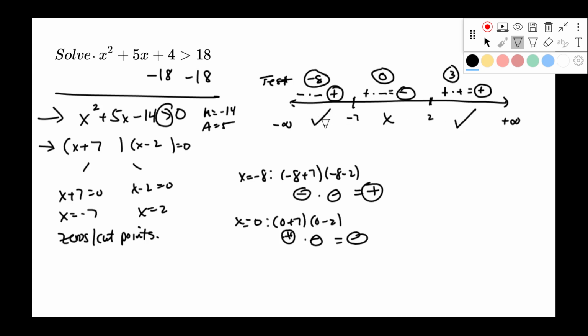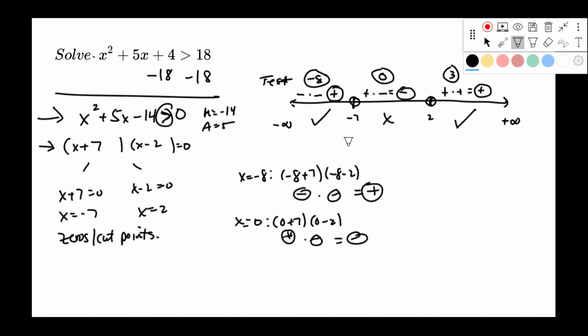Now the only other question is whether I count the 2 cut points, the negative 7 and the 2. Well, let's go back to the sign. This says that it has to be greater than 0. At negative 7 and at 2, the answer is 0. So neither one of these counts. They get open circles. Remember open circles from Algebra 1 in 8th grade, probably? They get an open circle there.